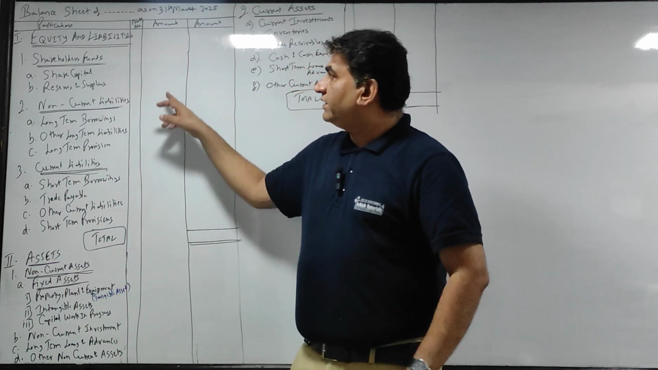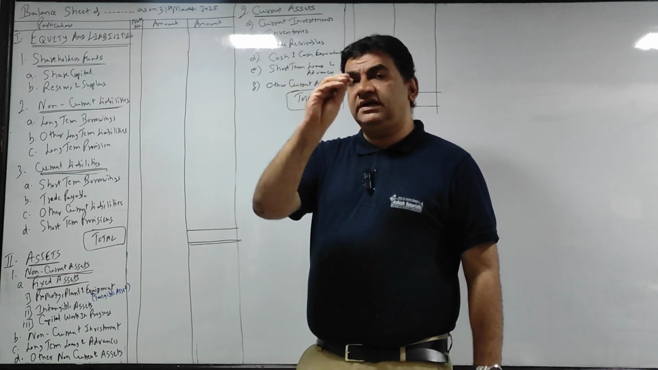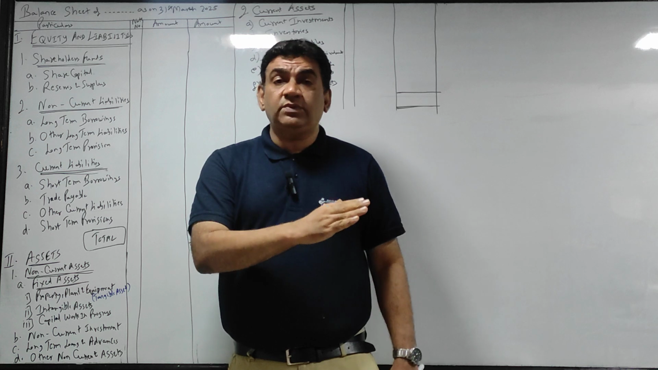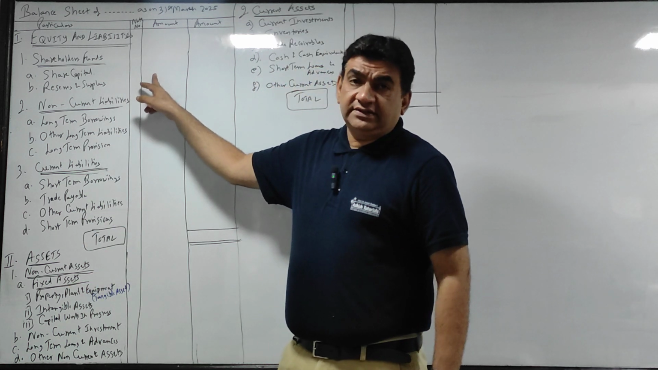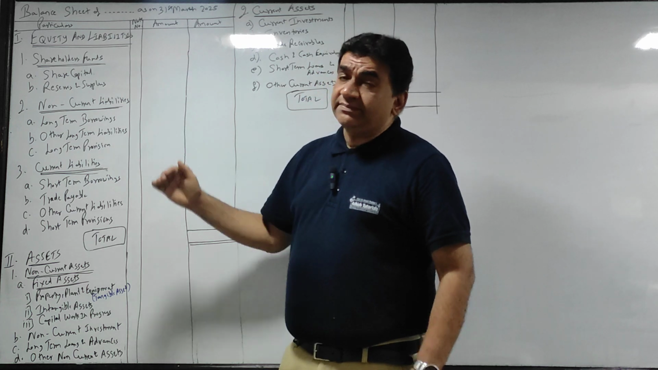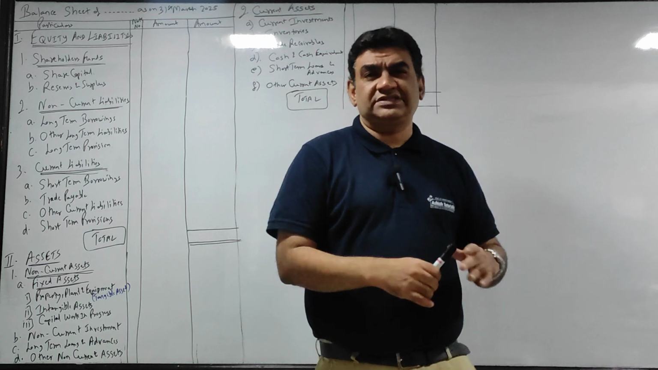Now see, the purpose of writing this note number is, you know what? Suppose the company has 10 lakhs of share capital. Out of 10 lakhs, 7 lakh is equity, 3 lakh is preference. So here when you write, you will write the full 10 lakhs only. That 10 lakhs breakup we will show after the balance sheet under the heading notes to accounts.